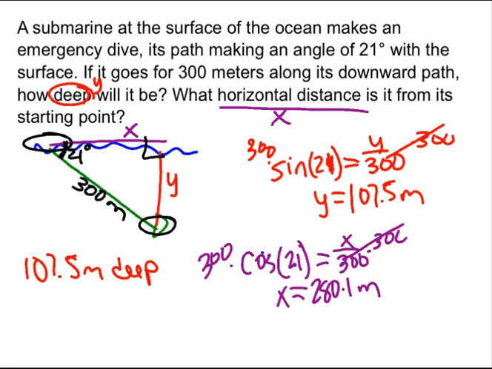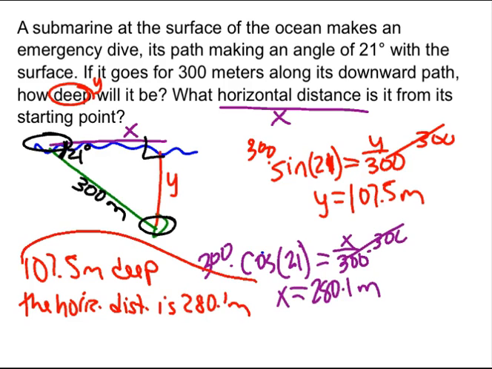So the horizontal distance, you want to specify that. The horizontal distance, I abbreviated a lot, is 280.1 meters. So you would need to clarify to that level in a problem like this, because they're asking you for two parts, and if you don't specify, they don't know which one is which, so make sure that you do so.